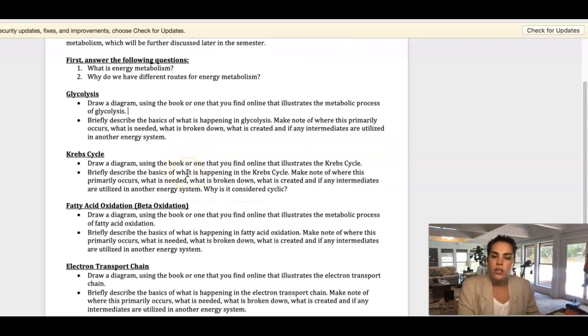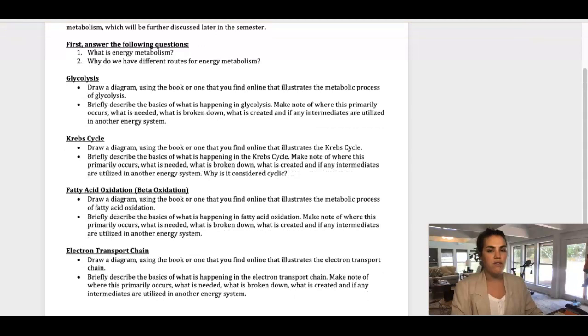So I will tell you if you're going to have glycolysis or the Krebs cycle, beta oxidation, or the electron transport chain. And first what your group is going to do is discuss what is energy metabolism and why we have different routes for that. So I kind of touched on those things, so I want you guys to think about that and how it applies to the specific metabolic process that you are assigned to.